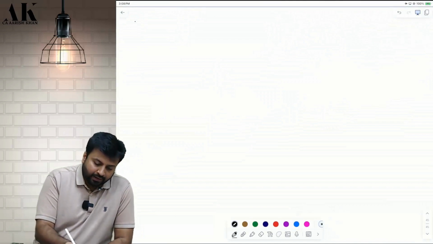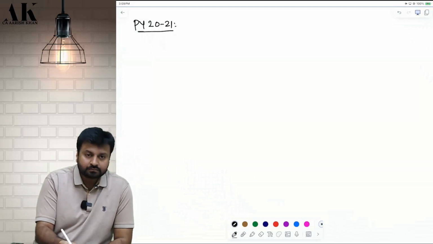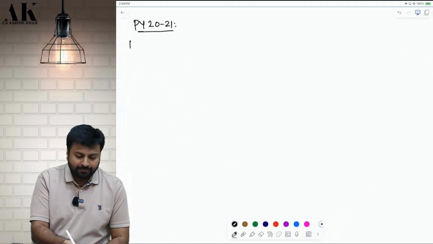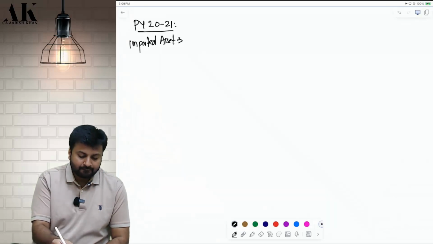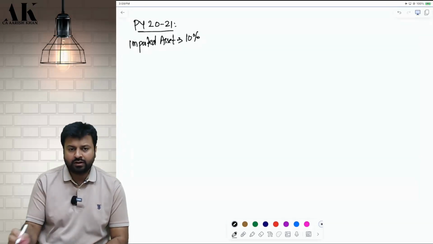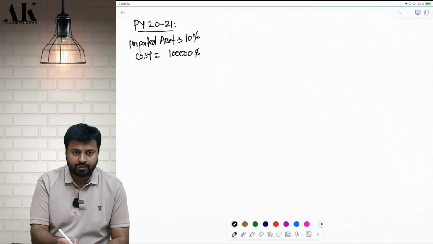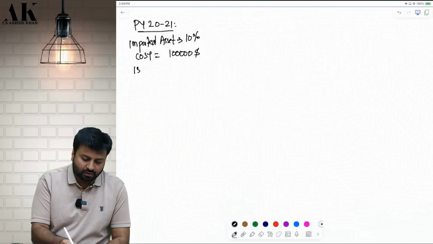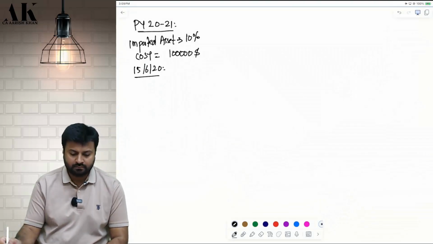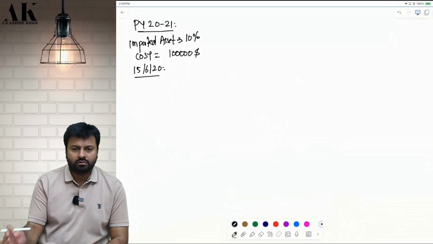Suppose in previous year 2021, I imported an asset. Say 10% is the rate of depreciation. And the actual cost of the asset is $1 lakh. And I imported this on 15th of June 2020. And there is a foreign currency loan.